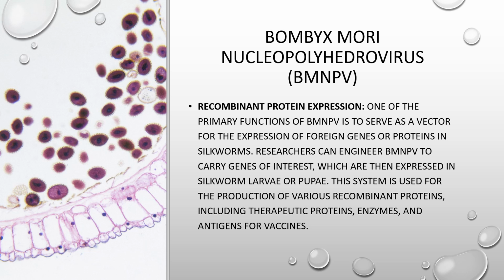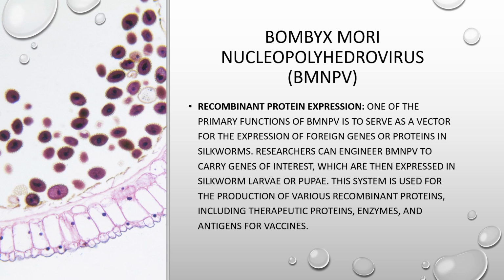When discussing BmNPV recombinant protein expression, one of the primary functions of this is to serve as a vector for expression of foreign genes or proteins in silkworms. Scientists can actually engineer this baculovirus to carry genes of interest, which are then expressed in the silkworm larvae, which then produce proteins. This system is used for production of various recombinant proteins, including therapeutic proteins, enzymes, and antigens for vaccines.